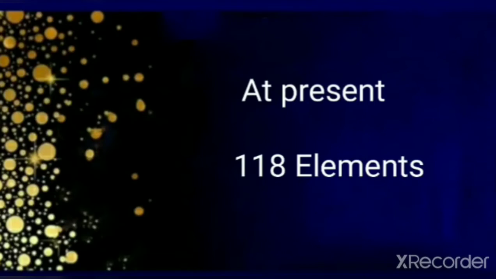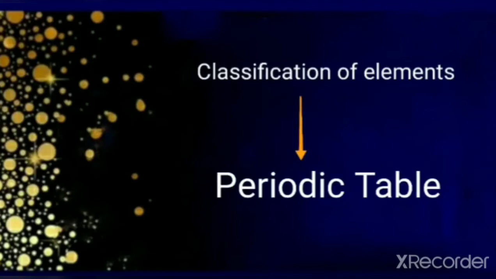This gave rise to the necessity of classification of elements into the various groups having similar properties. This has been done by arranging the elements in such a way that the similar elements are placed together while dissimilar elements are separated from one another. This classification of elements in a tabular form is called the periodic table.